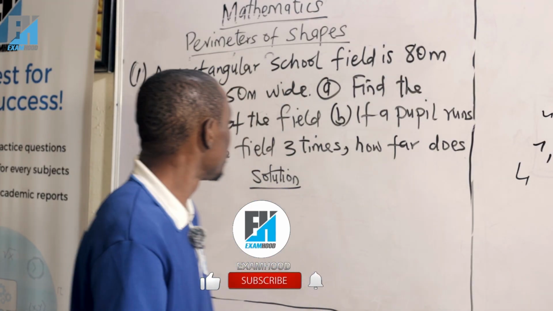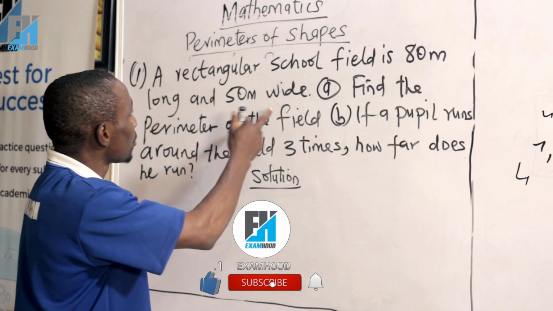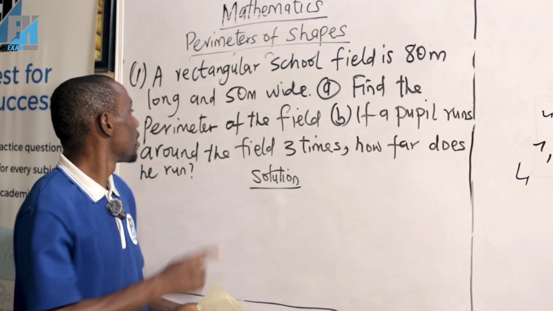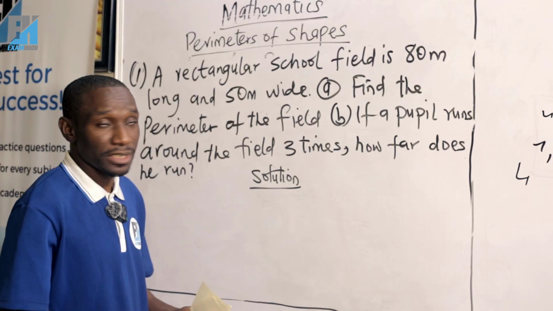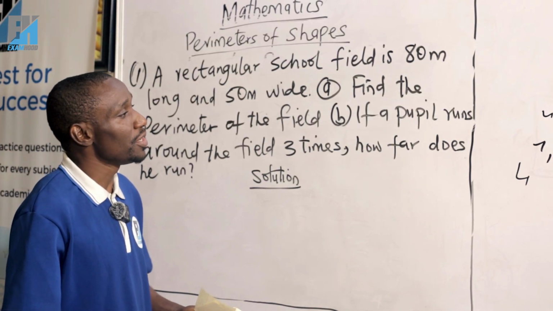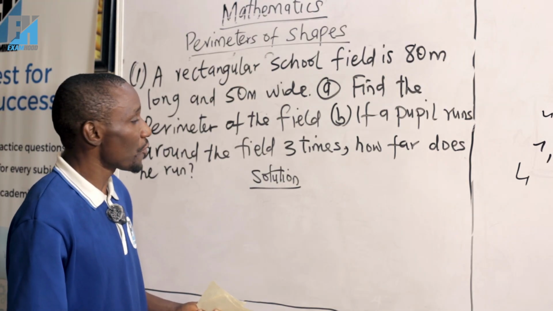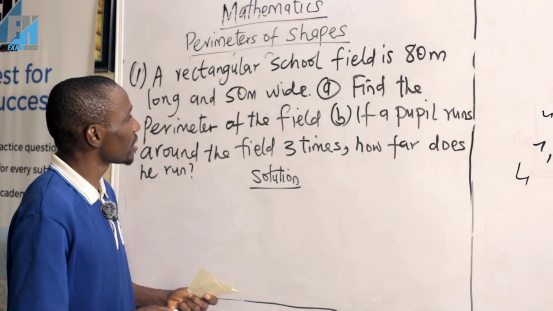All right, let's solve this problem. A rectangular school field is 80 meters long and 50 meters wide. A: Find the perimeter of the field. B: If a pupil runs around the field 3 times, how far does he run? So let's look at them.